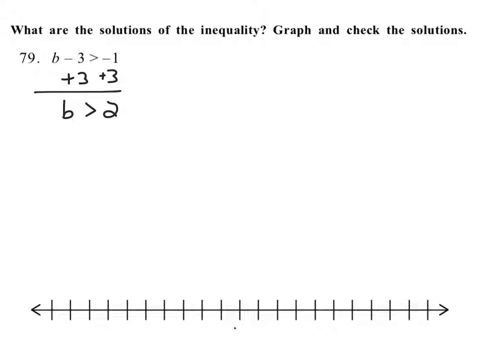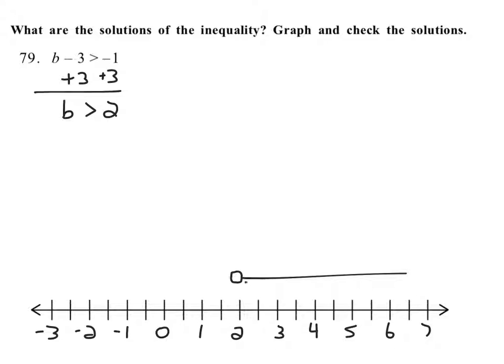So let's put a 2 there, 3, 4, 5, 6, 7, 1, 0, negative 1, negative 2, negative 3. We have an endpoint at 2. Do we fill it in? No, it does not say or equals. It just says b is greater than. Greater than is on this side. That's how you graph it. One more.